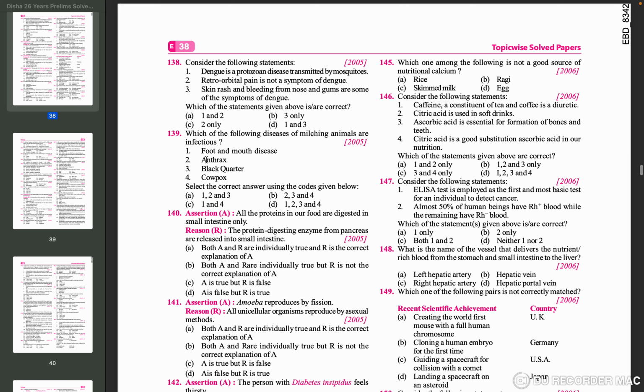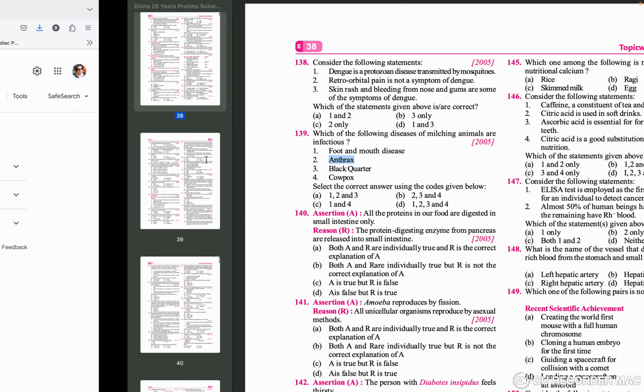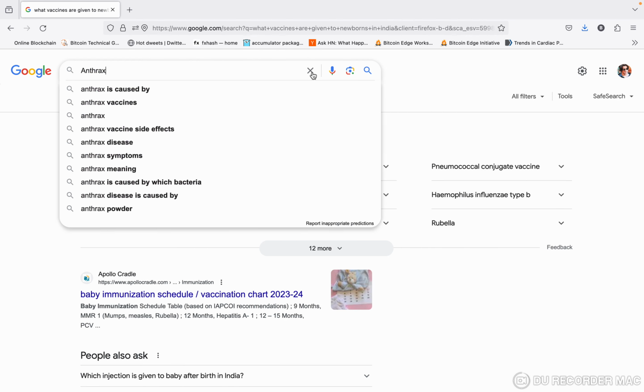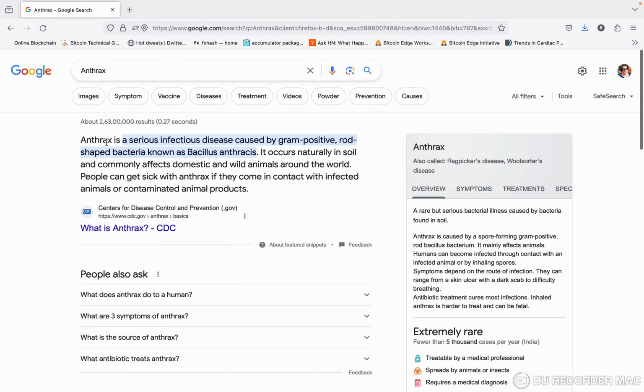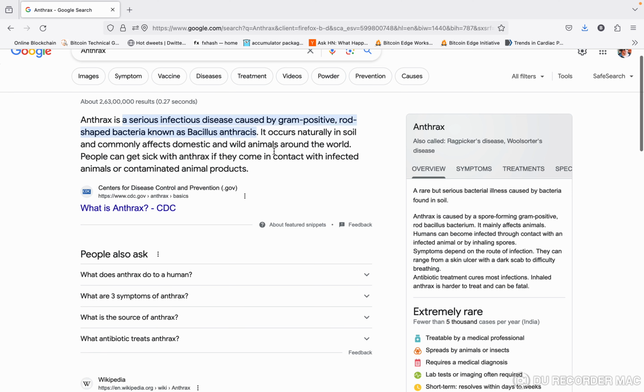So let me check about anthrax quickly. Anthrax is a serious infectious disease caused by the gram-positive bacteria Bacillus anthracis, found in soil, domestic animals. Okay, anthrax is infectious. I was right. And I'm writing it down also.